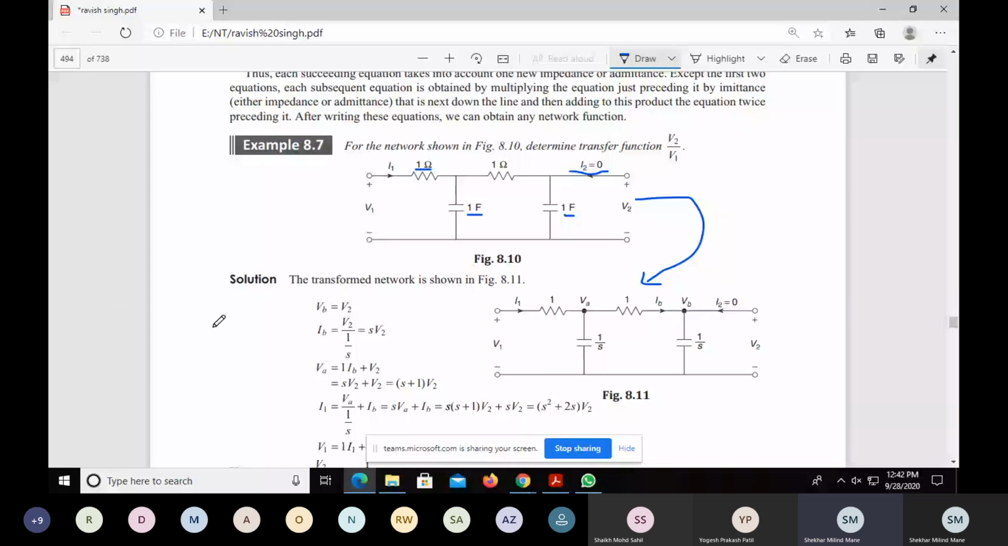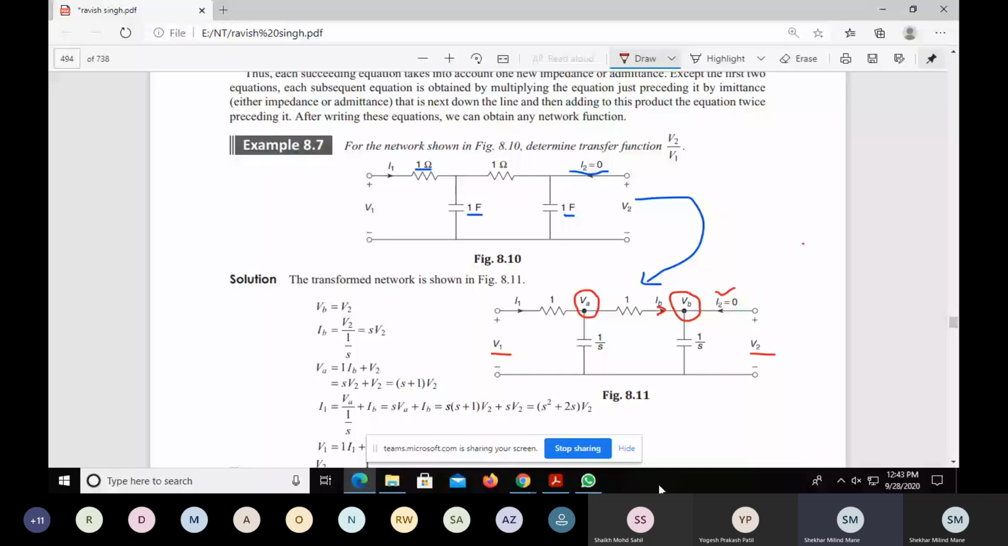And these are the assumptions that we made here. This node having voltage VA, this node having voltage VB, and this is the current IB which is flowing through this branch, and this is I2, like this. Since it is given that I2 is equal to 0, V2 is here and V1 is here, and we have to find the relationship between V2 upon V1.